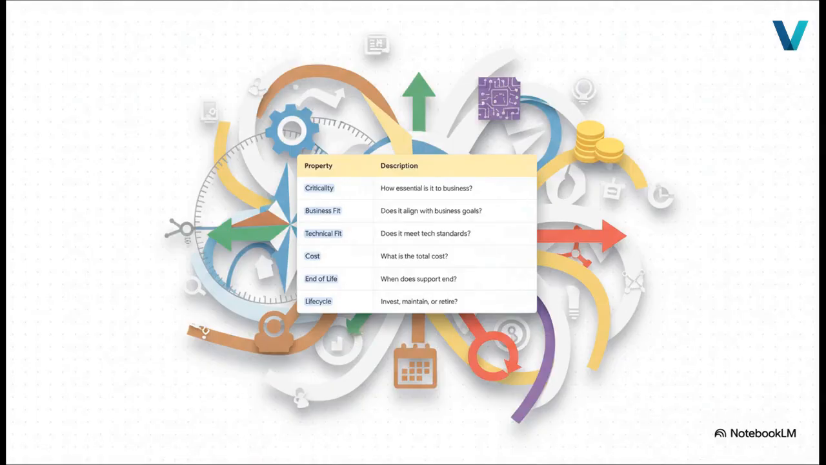Now, here's what makes this approach so powerful. You're not just looking at one thing, like how much an app costs. You're getting this complete 360-degree view. You're asking, how critical is it? Does it fit our business goals? How's the technical side looking? What's the real total cost? When does support end? And based on all that, what should we do with it? Invest, maintain, or get rid of it? It's this multifaceted view that turns a messy pile of data into real strategic insight.